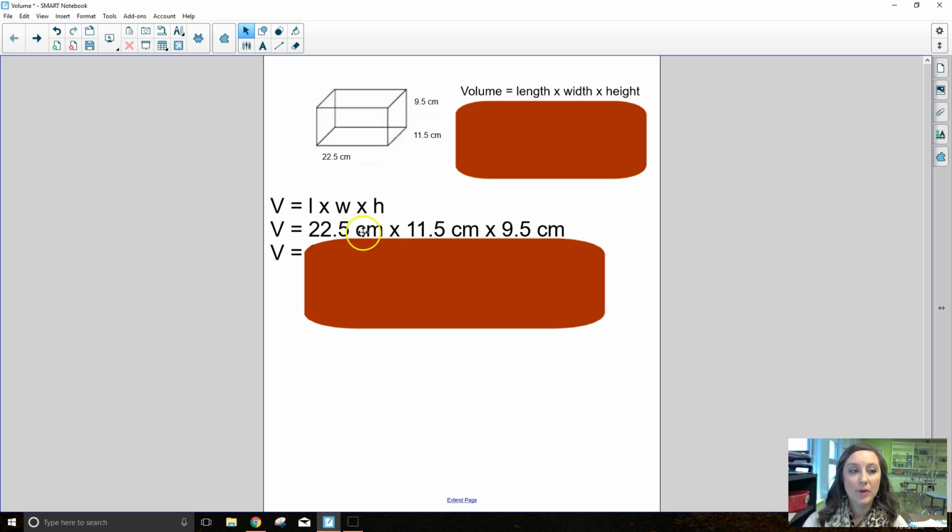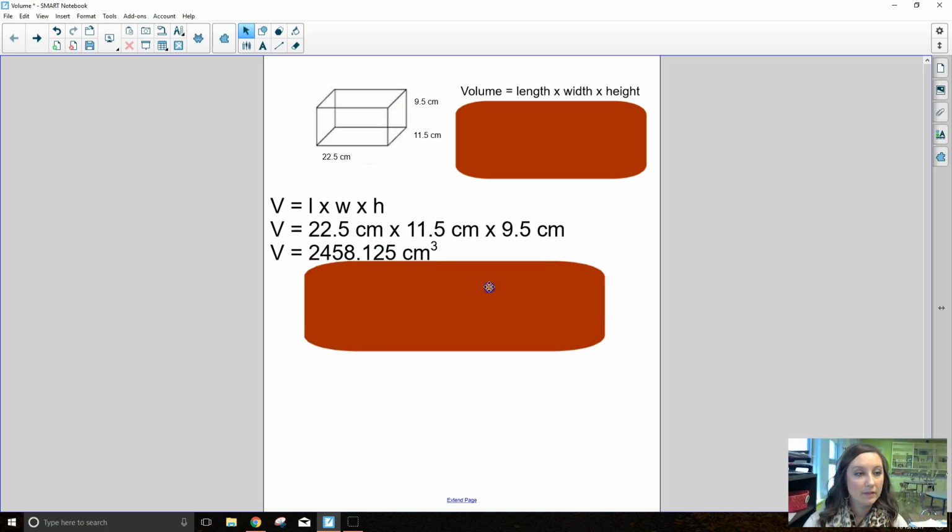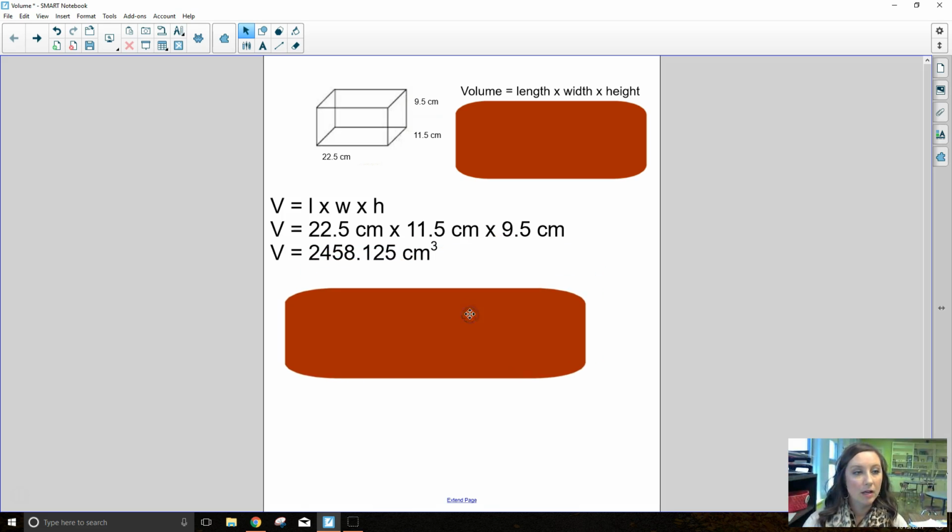And then we're going to have to multiply these together. Now, I cannot multiply these in my head, and you are allowed to use a calculator when calculating volume. So I'm just going to repeat that. You are allowed to use a calculator. So you might want to start bringing your calculator with you if you're on this step. There's also a calculator on your Chromebook that you can use. So putting that information into our calculator, we get 2,458.125 is our volume.